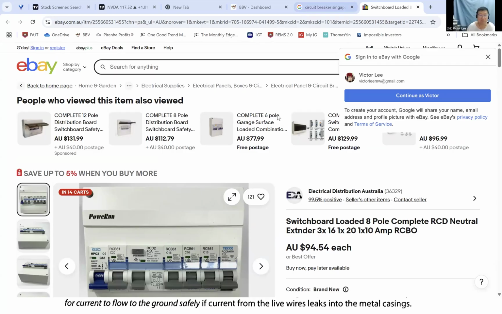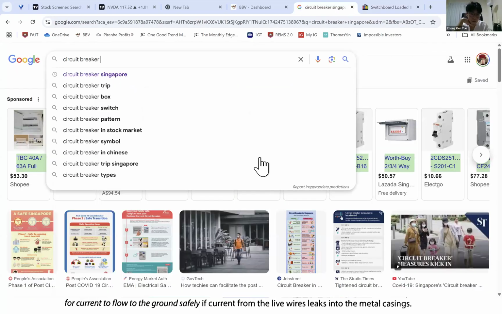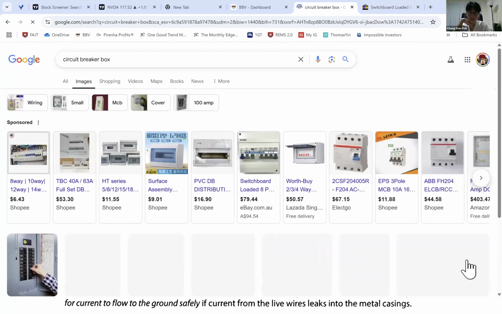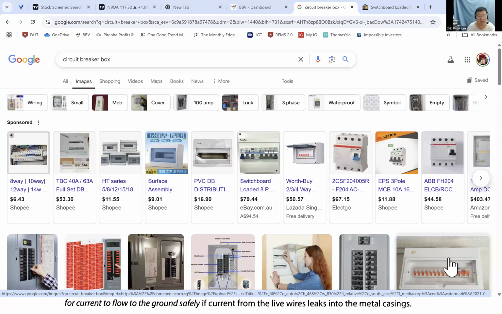Electrical box, this box. Yeah. Isn't it called DB box? What box is it called? The DB box, isn't it? DB. Isn't it called that? I don't know what you call that. Yeah, you can search DB box. How to spell? D and B. DB box. Okay, interesting. Is that right?